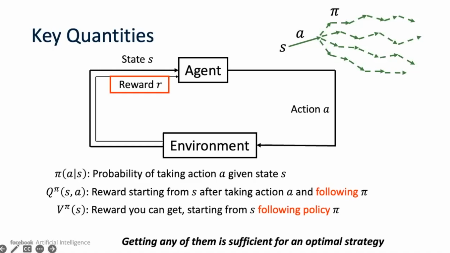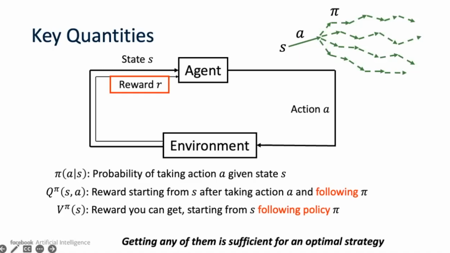And the difference between Q and V is that in the Q function, you try to find the expected reward if you start from S and take action A. But for V, that's the reward you can get if you start from the state S, but there's no action condition in there. So for all these 3 quantities, as long as you get one of them, it's sufficient to find the optimal strategy.